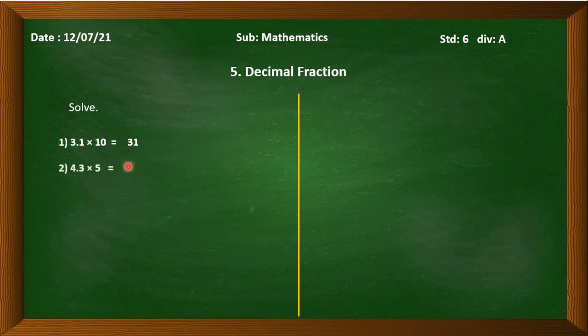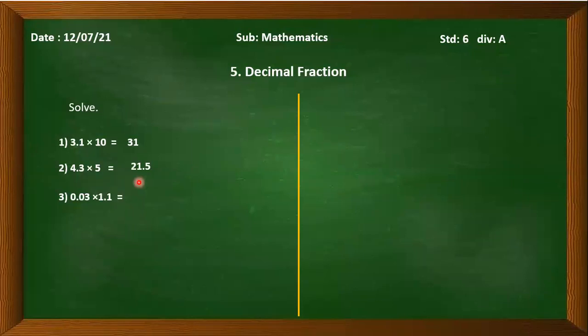So the next sum is 4.3 multiplied by 5. Again here is only 1 decimal. There is no decimal in 5. So can anyone give me the answer? 21.5. Right. The next sum is 0.03 into 1.1.